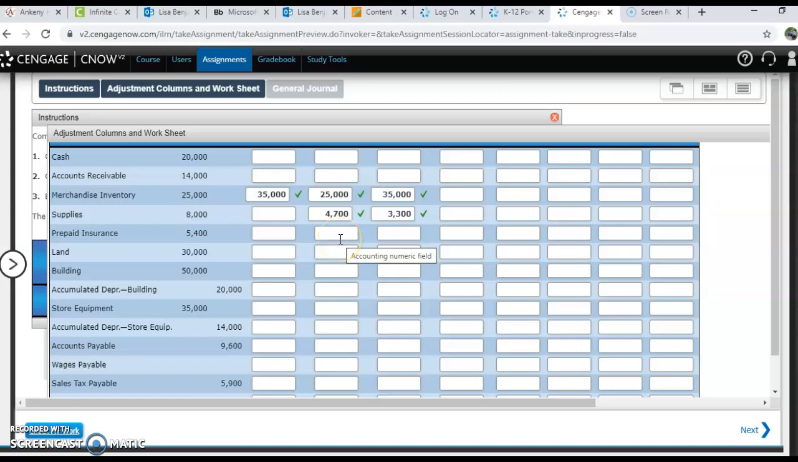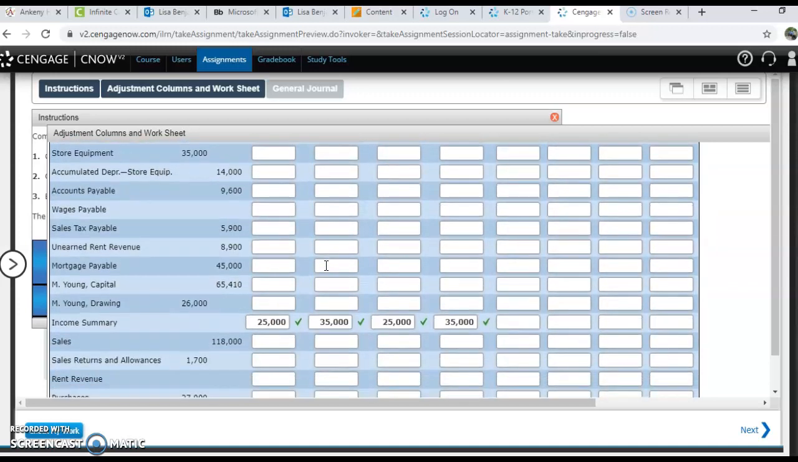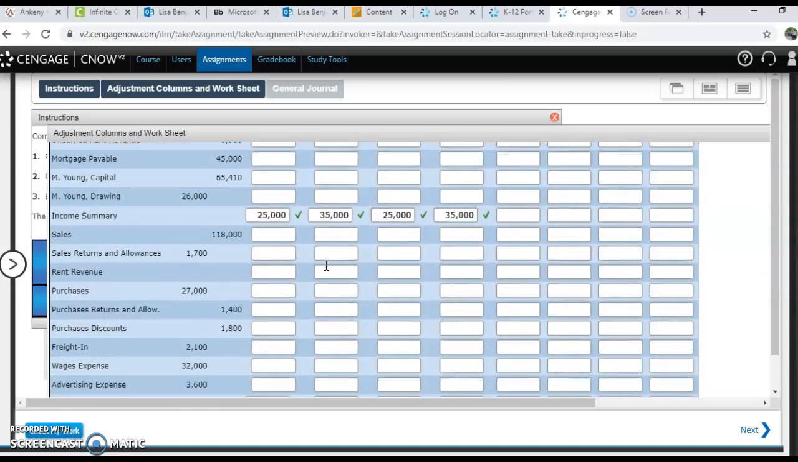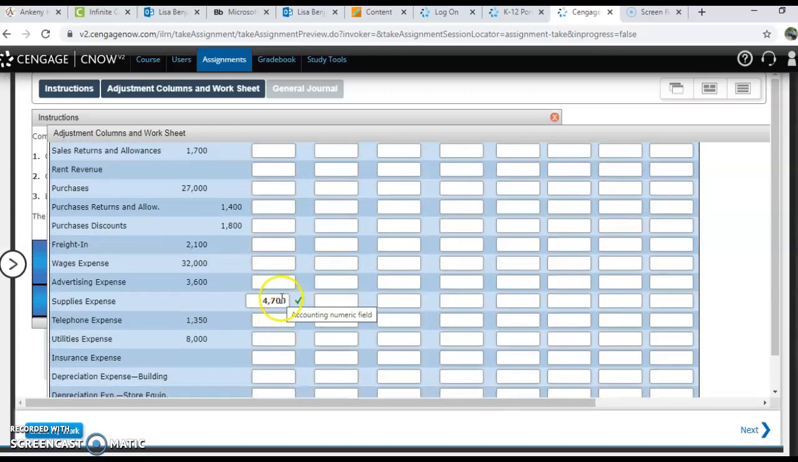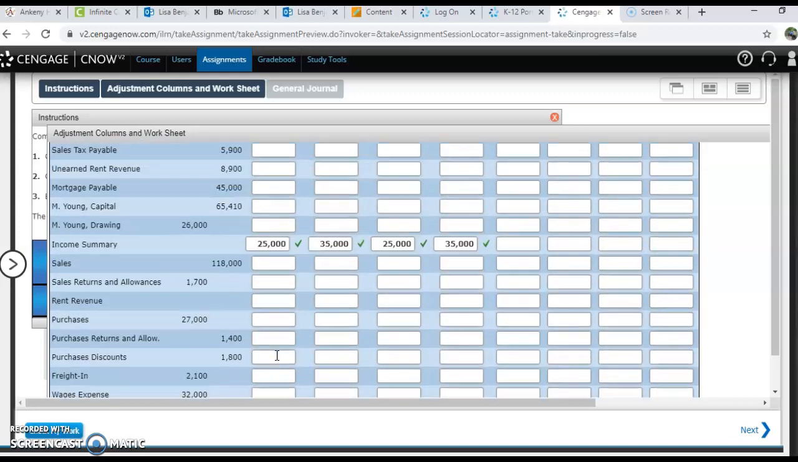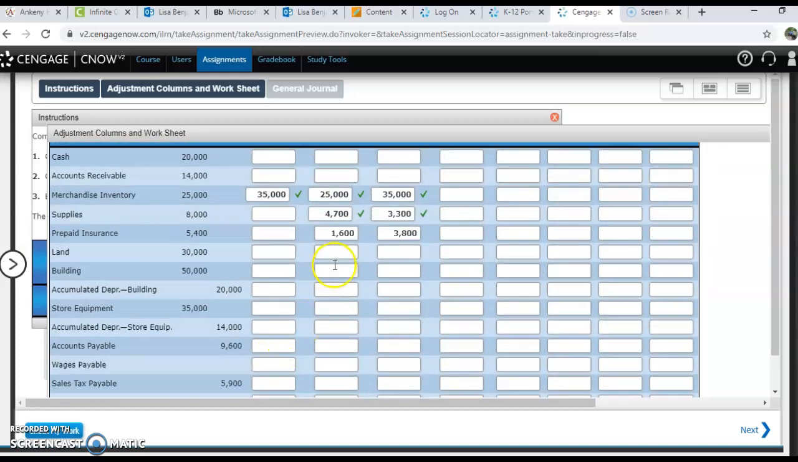The next adjustment is for unexpired insurance. We've got our prepaid insurance. Unexpired would mean that they're giving us the ending balance. So the $3,800 is the ending. We subtract that from the $5,400. We have used up, or expired, $1,600 worth of insurance, and that's going to go to insurance expense down below. So I've got my debit to insurance expense, my credit to prepaid insurance.